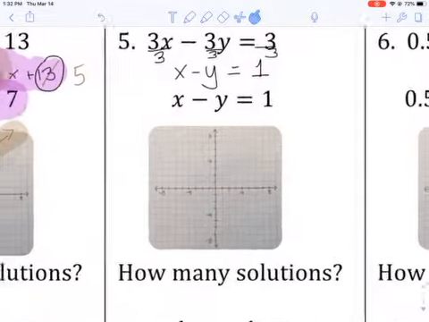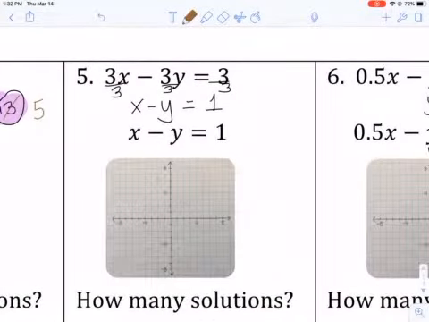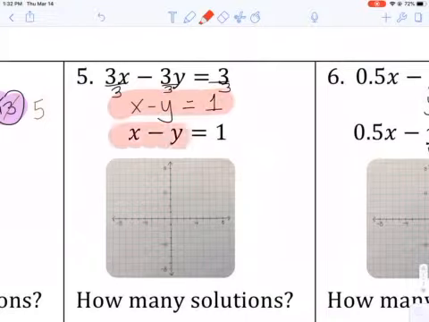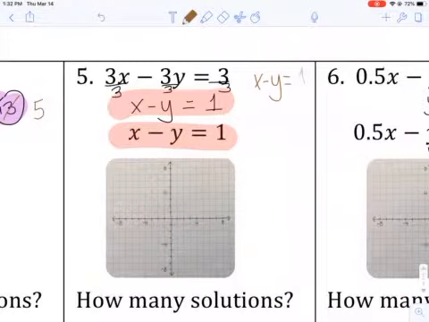Now I get to this equation here, and I didn't put it in the slope-intercept form. I really should have. You'll notice that the first thing I did was I divided the top one by 3, and I ended up with the same equation. So guess what? If I put one in the slope-intercept form, it's going to be the same thing for the other one. So I'm going to subtract x on each side.